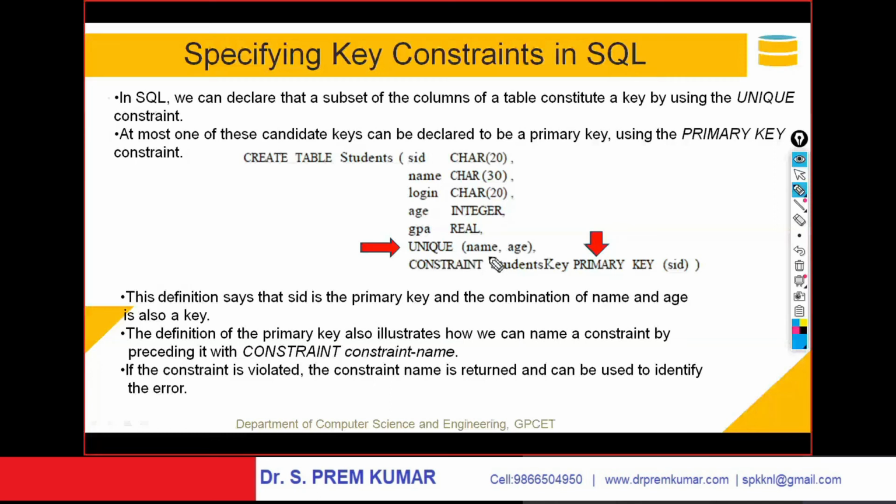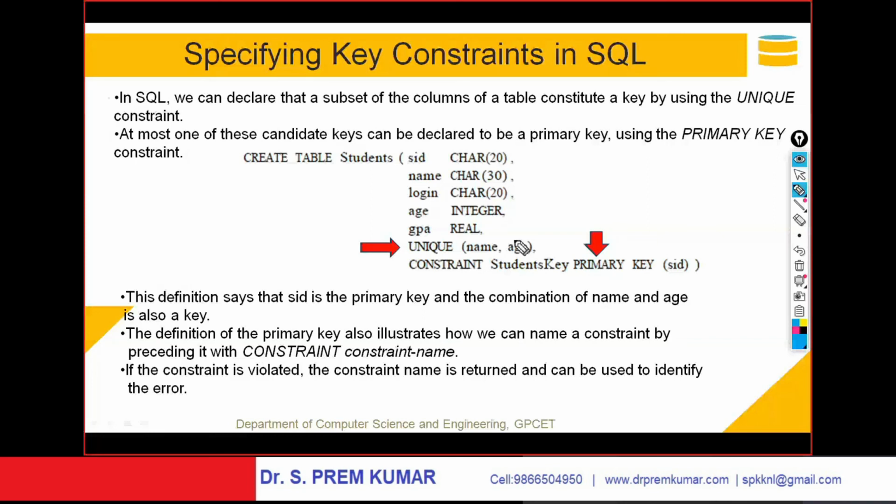Another student's name is also Prem. There is that possibility. His name is Prem, and if I enter age as 18, it will accept. Suppose I enter another student as Prem and age is 16, it will not accept. This combination should be unique. Name can be duplicated, age can be duplicated, but this combination should not be duplicated. That's the meaning.